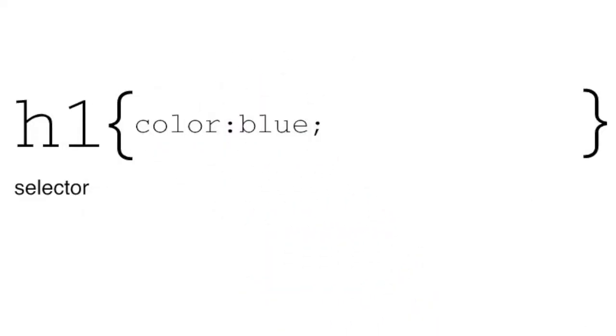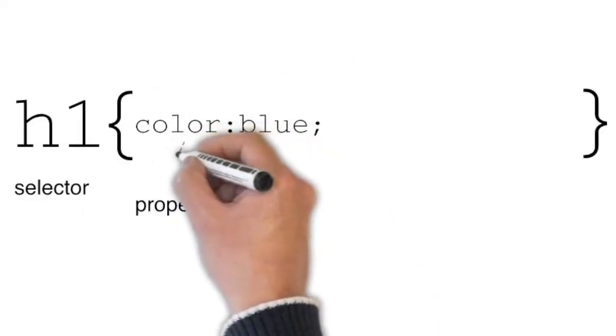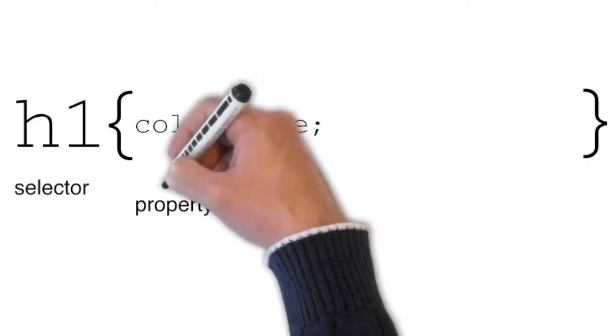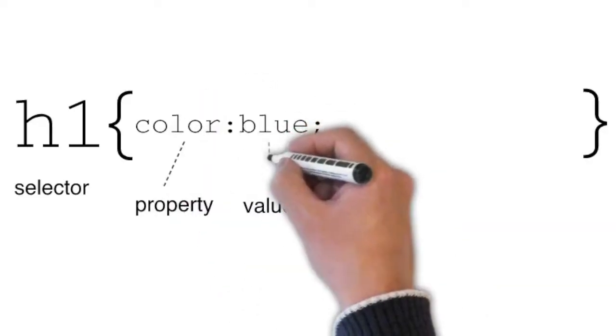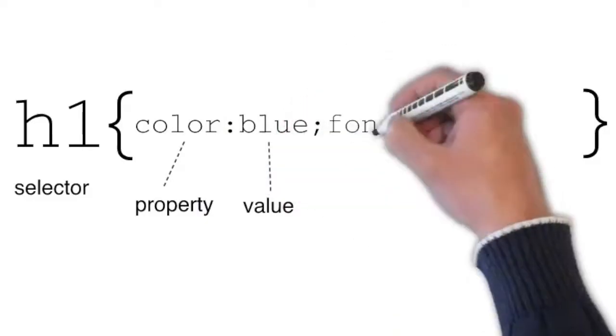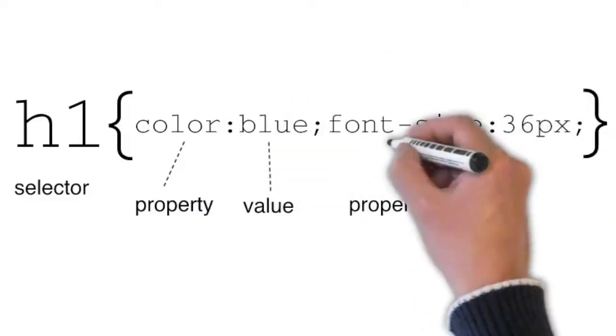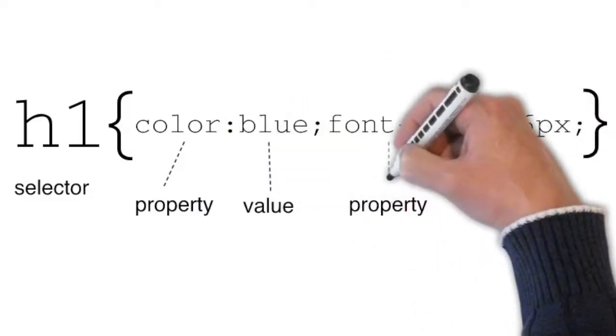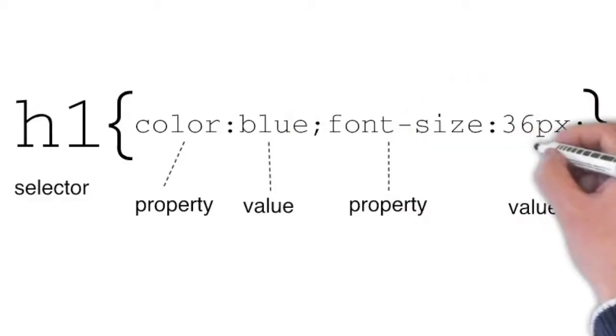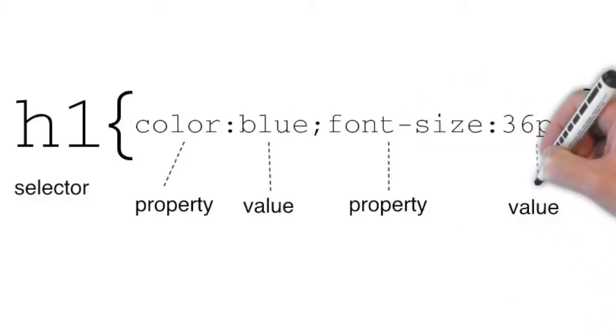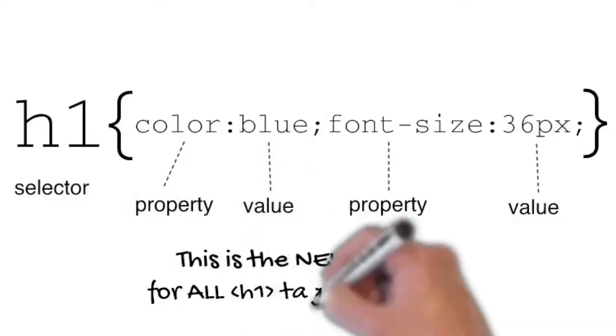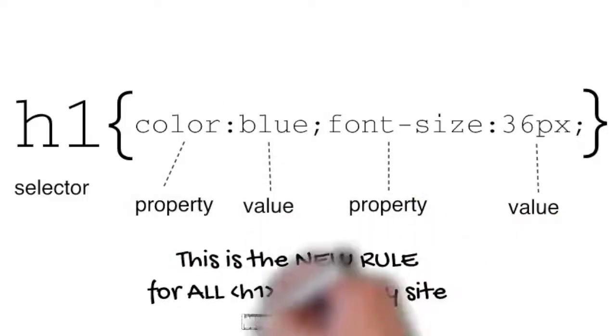Now, in between those curly braces, I'm going to put in the properties and values that I want. So the property of color, for text color, I can set to blue. And then I can go ahead and set the font size to 36 points. And what this does is it establishes a new rule throughout the site. And it says that every time I have an H1 tag, make it a blue 36 pixel font.